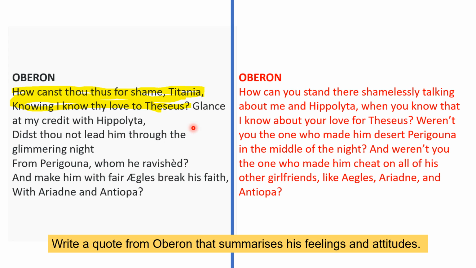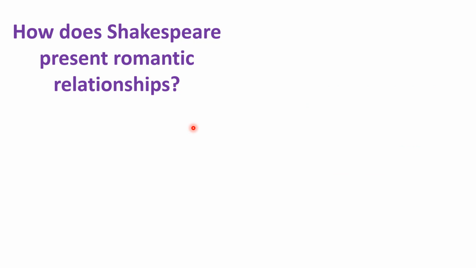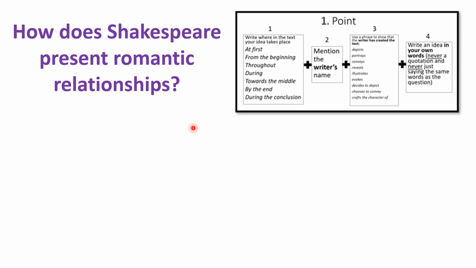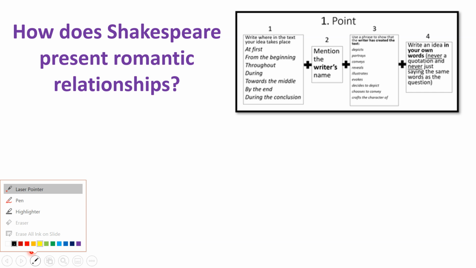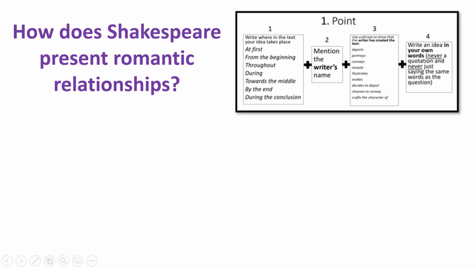So, the first step of my analytical paragraph is my point. Remember, this is the flowchart that we use for our point. We have to write where in the text our idea takes place. We mention the writer's name. We use one of these verbs or phrases here to show that the writer has created the text. And then we're going to write our own idea to answer the question. Okay, so I know my quote is from Oberon, so I'm going to use that to write my point. So I'm going to do step 1 first, right, where in the text the idea takes place.